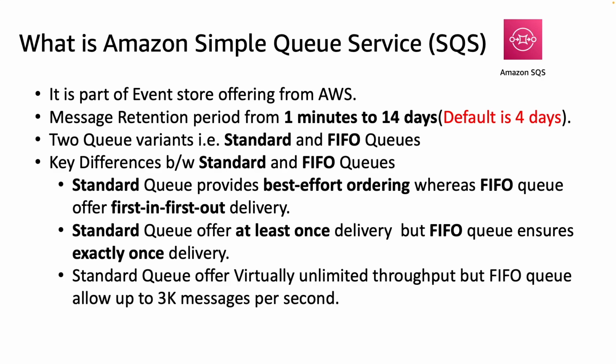Third, the standard queue offers virtually unlimited throughput, but FIFO queues can have around 300 messages per second, and if you enable batching, you can support up to 3,000 messages per second. So this is the major difference when you are deciding between FIFO and the standard queue for message ordering. There is a throughput difference, so you have to take this into consideration when you're designing a new service for your use cases.